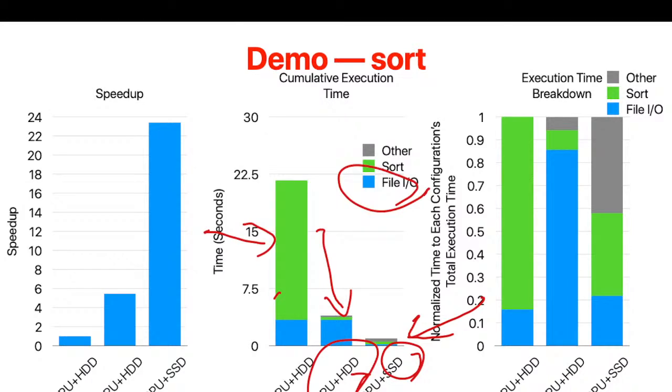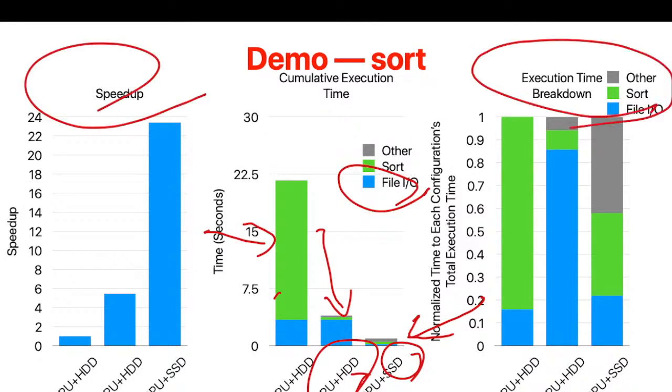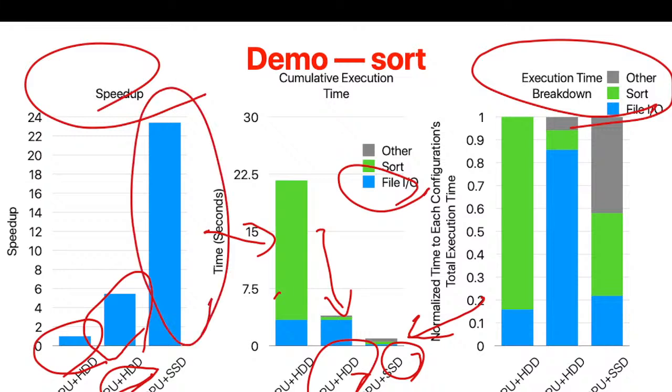And these two graphs are showing the results that we have in a different way. This one is the baseline, the original program using CPU for the sorting and the hard drive for data storage, and we get a speedup of 1, so this is the baseline. With GPU plus hard drive, here is what we get. And then with solid-state drive, wow, we get a lot, right? That's how you see multiple optimizations can work on the same program as well.